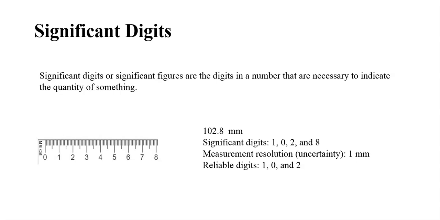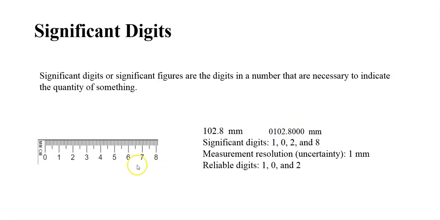Another point I wanted to make here is about significant digits. Significant digits or significant figures are the digits in a number that are necessary to indicate the quantity of something. Now suppose the length of an object is 102.8 millimeters. So the significant digits in this number are 1, 0, 2, and 8. Now suppose there are some zeros before and after this number. This is called leading zero and these are called trailing zeros. These zeros are insignificant digits, but this in-between zero is a significant digit.